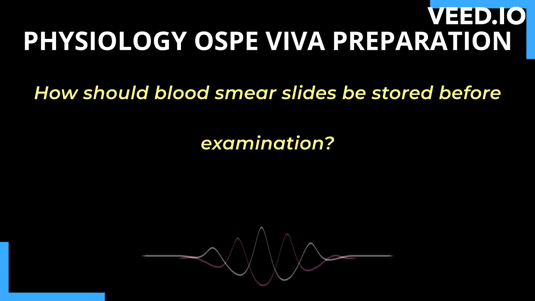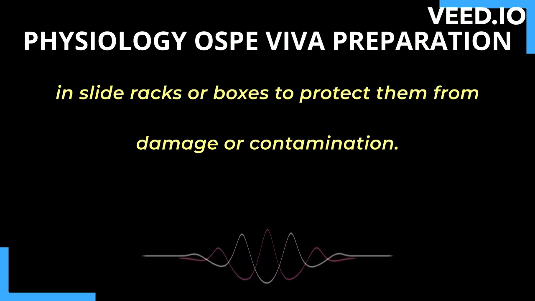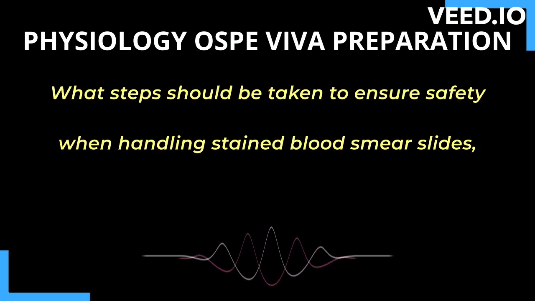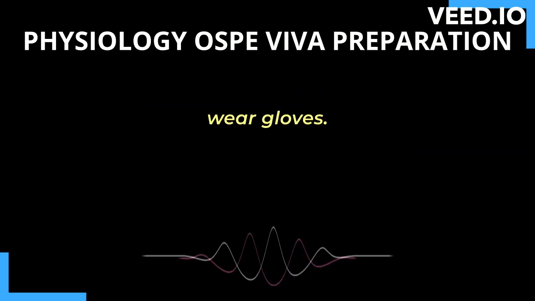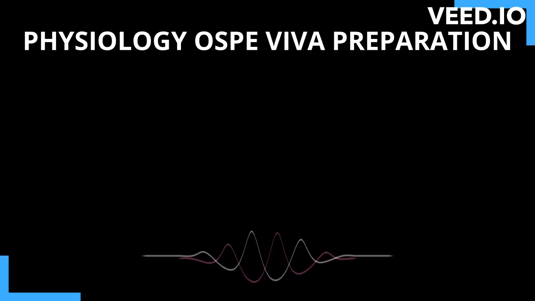How should blood smear slides be stored before examination? Blood smear slides should be air-dried completely before storage and kept in slide racks or boxes to protect them from damage or contamination. What steps should be taken to ensure safety when handling stained blood smear slides? Wear gloves, handle with care to avoid staining, and clean spills promptly with disinfectants.